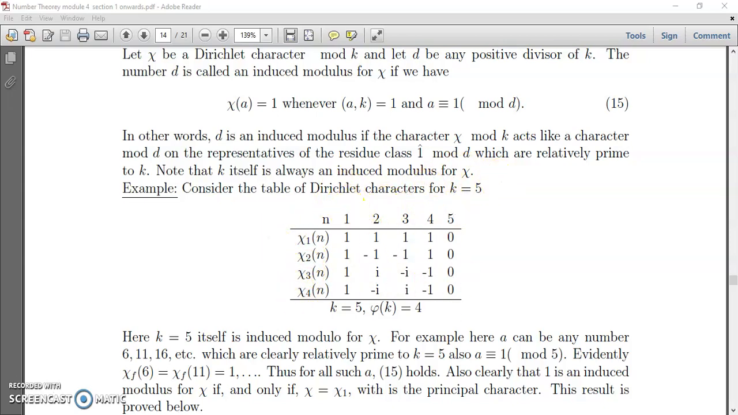Now also we can see that 1 is an induced moduli for k if and only if chi is chi1, which is the principal character.